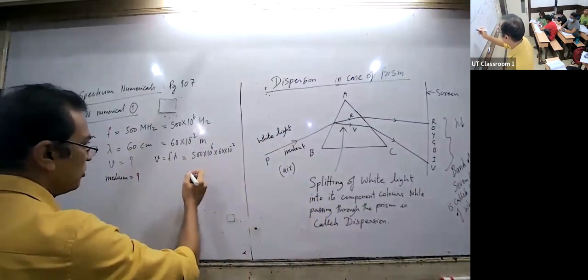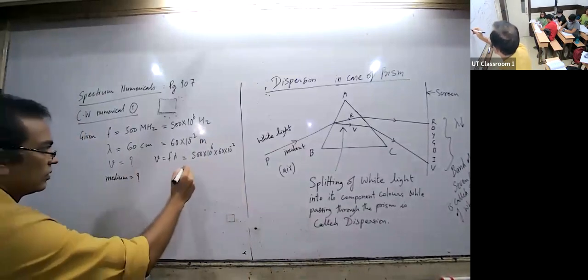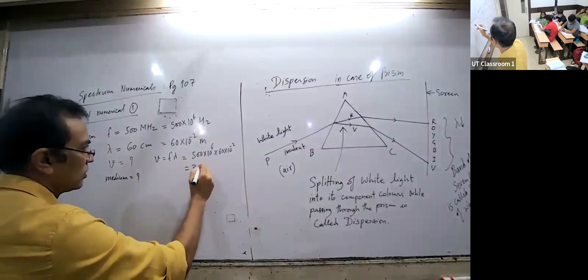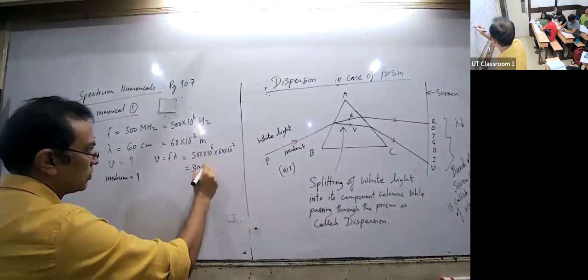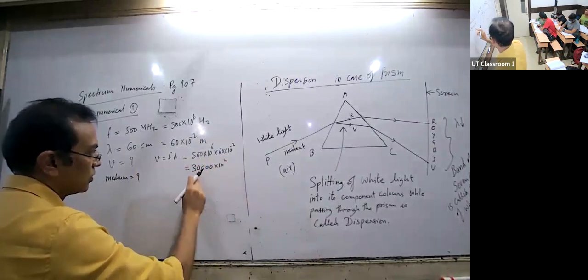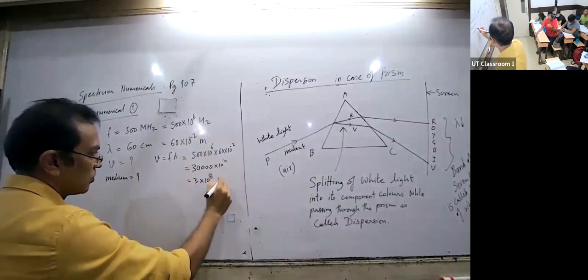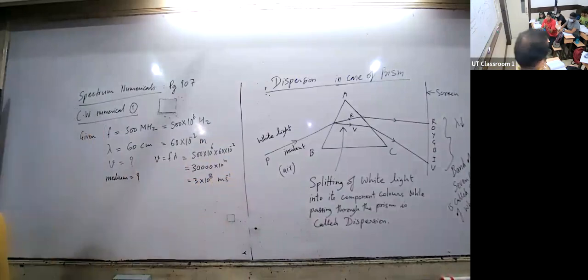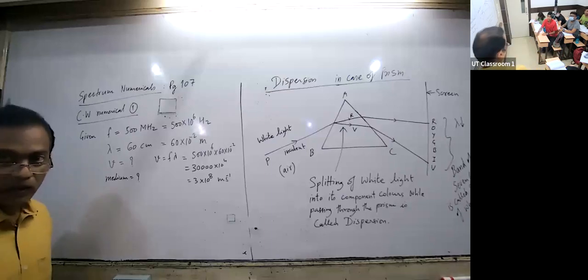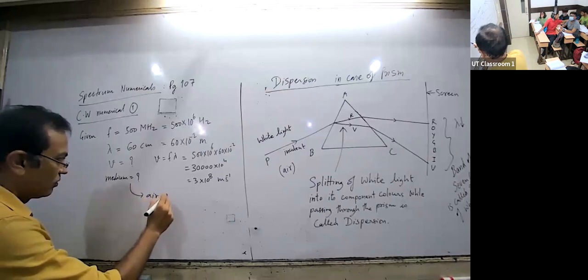So how much would this be? 30,000 into 10 to the power... 30 into 10 to the power 7. So 3 into 10 to the power 8. Yes, sir. 3 into 10 to the power 8. So what should be the medium then? Air or vacuum? Anyways, air or vacuum.